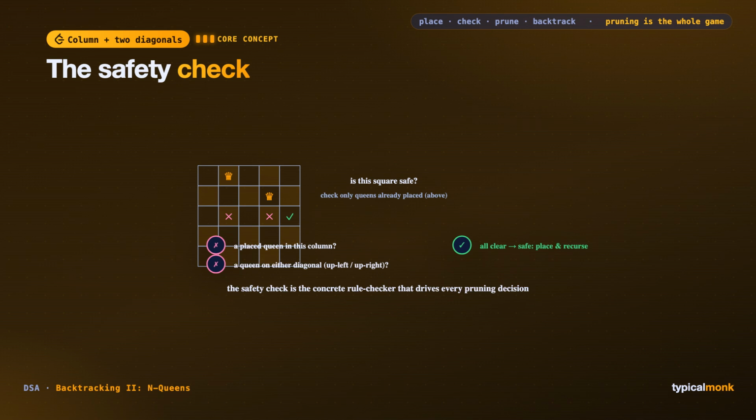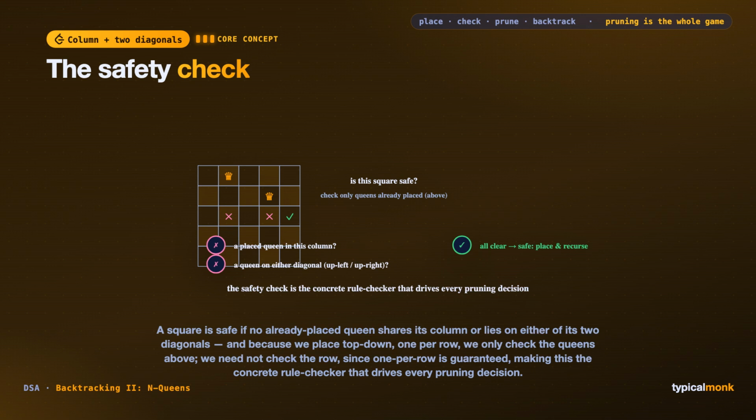This safety check is the concrete embodiment of the puzzle's constraints. It is the rule checker that lets us prune. Getting it right, column and both diagonals against the already placed queens, is the technical core of the whole solution. So the takeaway: a square is safe if no already placed queen shares its column or lies on either of its two diagonals. And since we place top down, one per row, we only check queens above, making the safety check the concrete rule checker that drives every pruning decision.